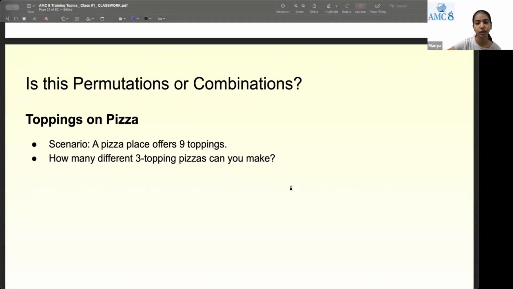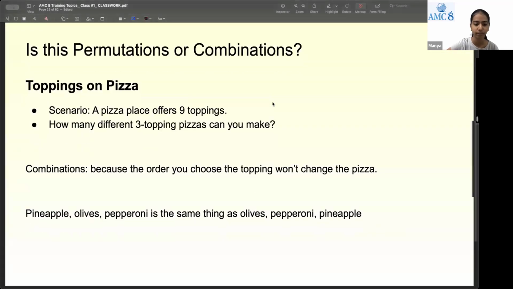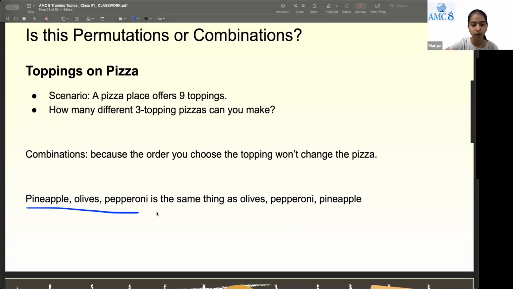So is this permutations or combinations? Suppose that a pizza place offers 9 toppings. How many different 3-topping pizzas can you make? There is a pizza and they're asking to choose 3 toppings. Yes, this is combinations. All of you are correct. This is combinations because the order in which you choose the toppings will not matter. You're going to pick 3 toppings and place them on your pizza. The order does not matter because the pizza won't change depending on the order you pick. Pineapples, olives, pepperoni is the same thing as olives, pepperoni, pineapple.